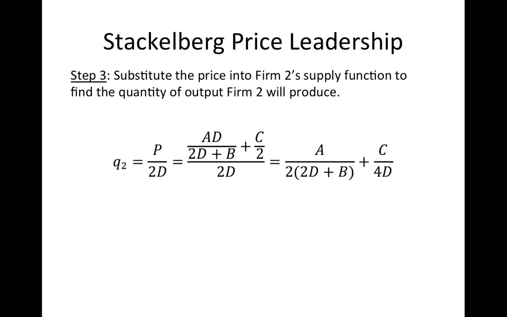The final step to completing the solution is to substitute the price into firm 2's supply function to determine the quantity of output that firm 2 will produce. You should play with actual numbers in these examples to see how the quantities of firm 1's and firm 2's outputs compare to each other in equilibrium.